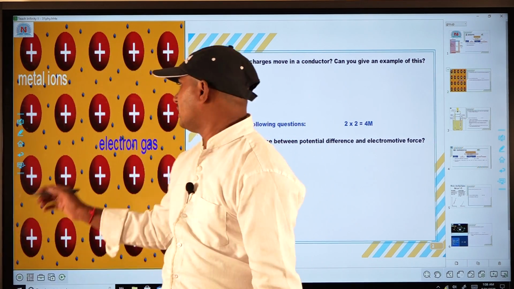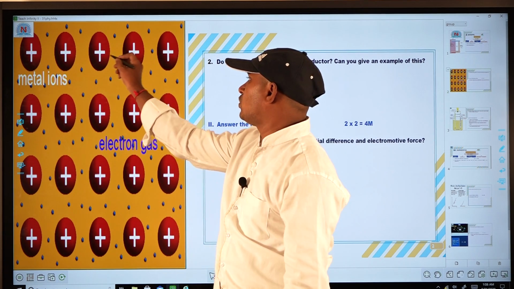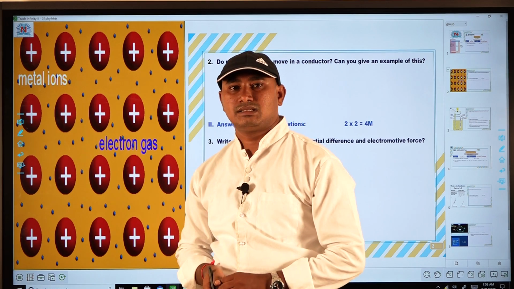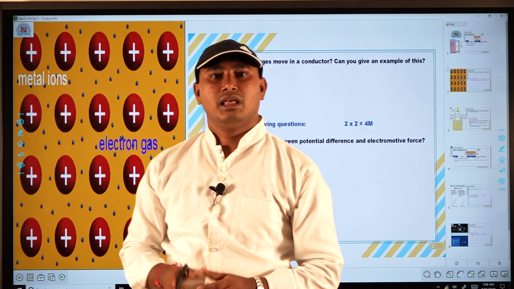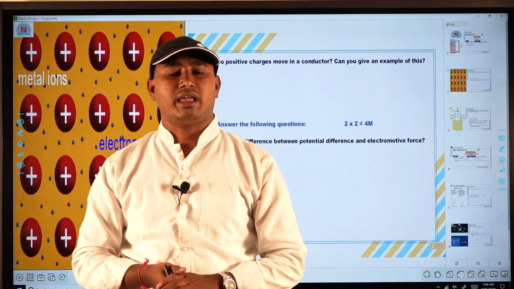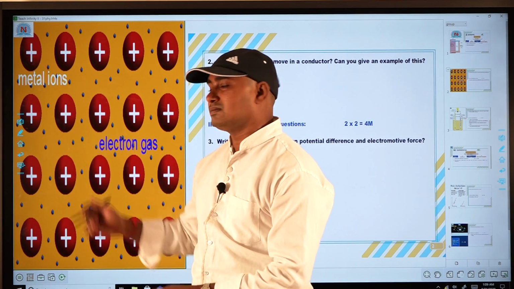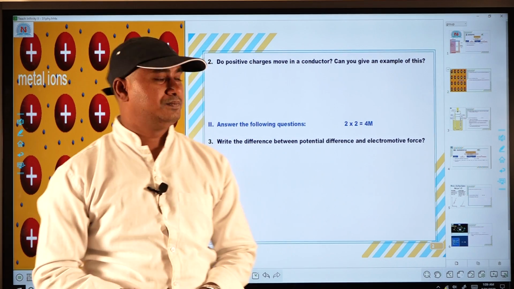See the picture here, this is the lattice. All the positive ions are fixed in a particular place. That is known as the lattice. For example, in a battery, all the positive ions are fixed in a particular place. That is known as the lattice. So that is the answer for question number 2.